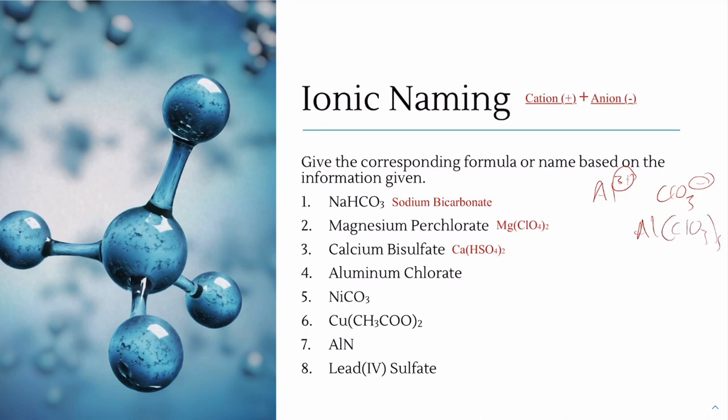Now, a lot of people have asked, why do we put the parentheses? Well, the parentheses designate that there are multiples of this whole group. It's not 2 of just oxygen or 2 of just the chlorine. It's 2 of the whole perchlorate molecule, or 2 of the whole bisulfate molecule, or in this case 3 of the whole chlorate molecule, polyatomic ions I should say. That's why we have to put those parentheses, so that we designate which ones pertain to which.